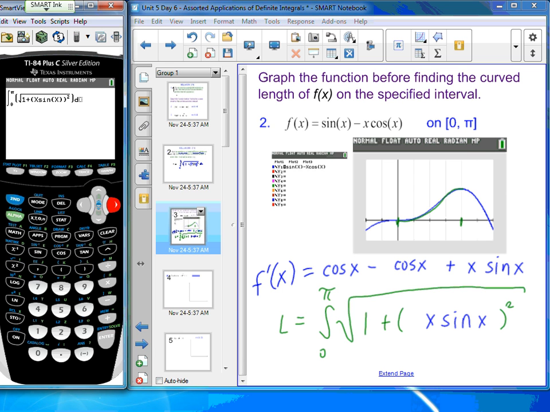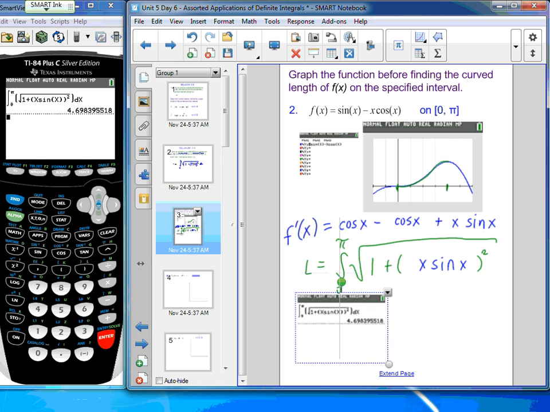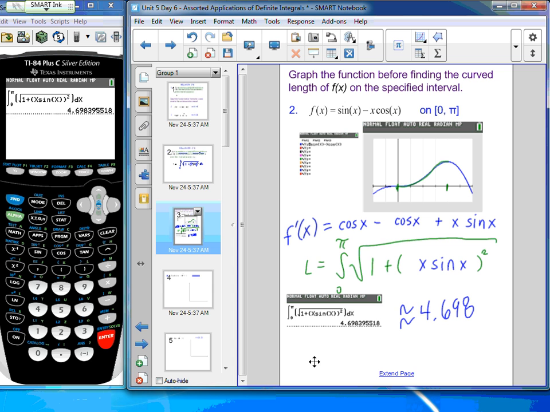Let's see, how many times did I make a syntax error there? Okay, pinch of salt. Voila! Raise your hand if you had 4.698. Anybody else get that? Hey, if you guys got it, and I got it, well, that's good news then. So it looks like it's approximated by about 4.698 units long. That's pretty sweet.